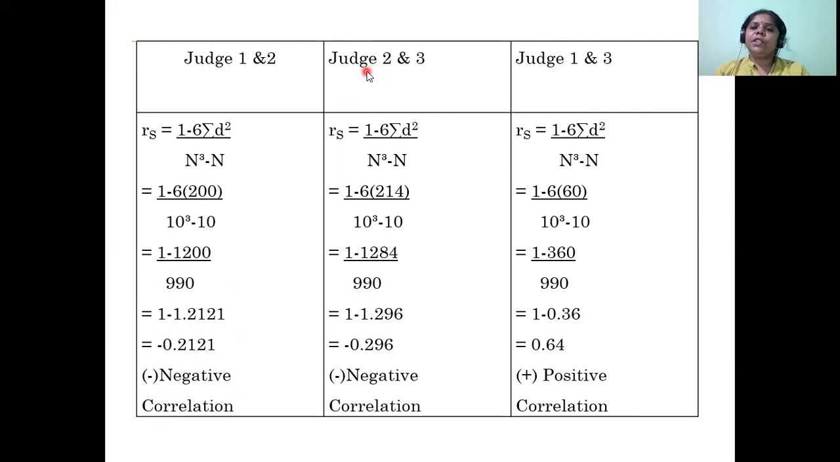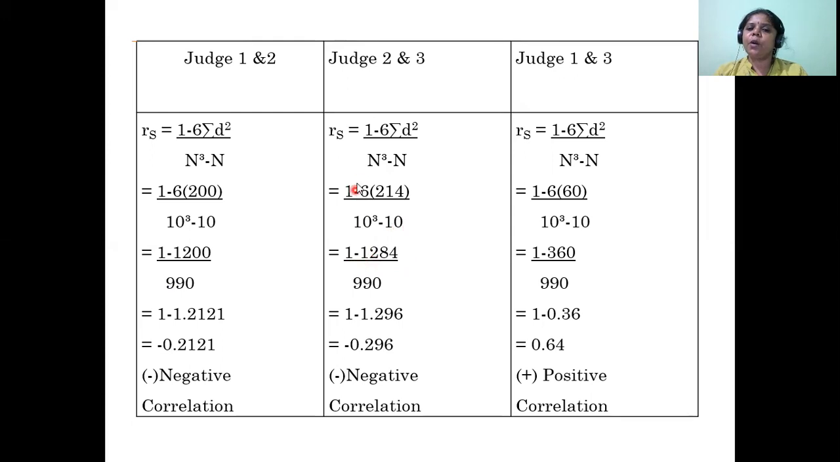Second one is judge 2 and judge 3. Okay. So, RS, that is Spearman's rank correlation, is equal to 1 minus 6 sigma D square divided by n cube minus n. 1 minus 6 into 214 divided by 10 cube minus 10.